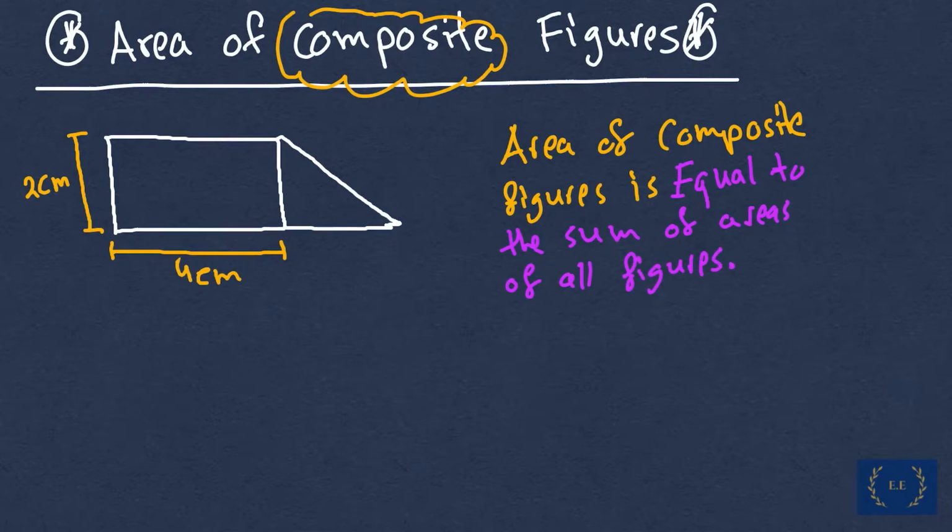So what do we mean by the following statement? Area of composite figures is equal to the sum of areas of all the figures. So if we have the following shape in front of us right now, I should be able to break it down into two different figures or two different shapes. We do have shape number 1, which is a rectangle, and shape number 2, which is a triangle. So if I'm going to apply the concept, I'm going to say that the area of this current figure equals to the area of this rectangle plus the area of the triangle.